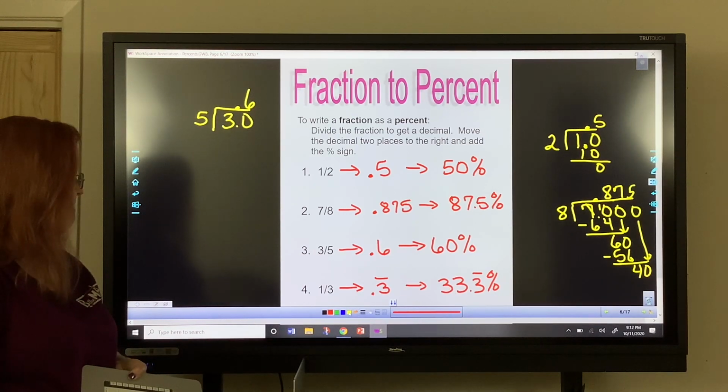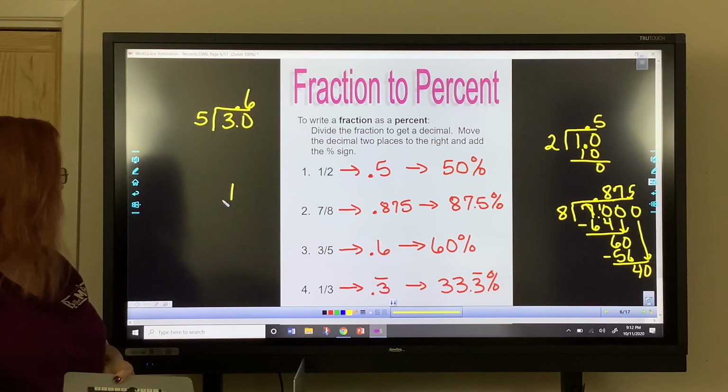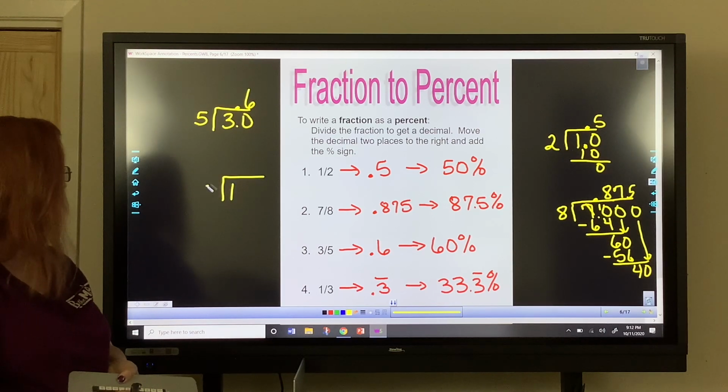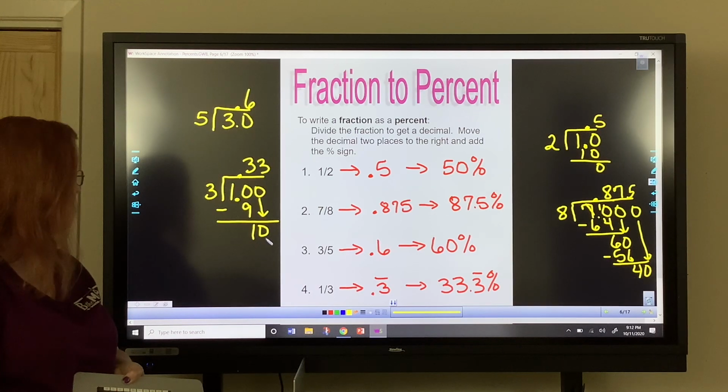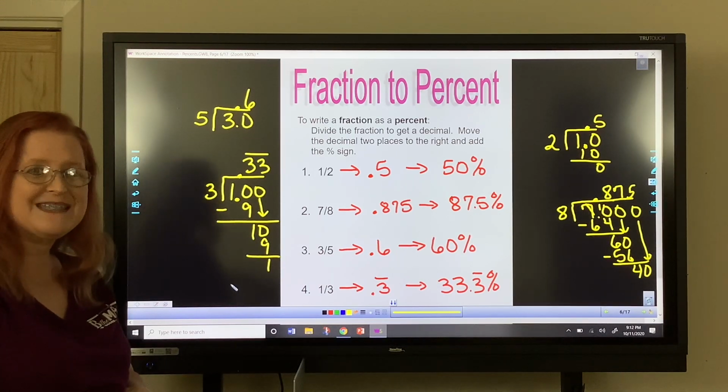If we divide it, top number goes on the inside, bottom goes on the outside. 3 into 10 is 3 times. That would be 9. Subtract, you get 1. Bring down your 0. You get 10 again. So you see the pattern here? We're going to always keep getting 3s. So it's going to keep going forever. It's going to repeat.